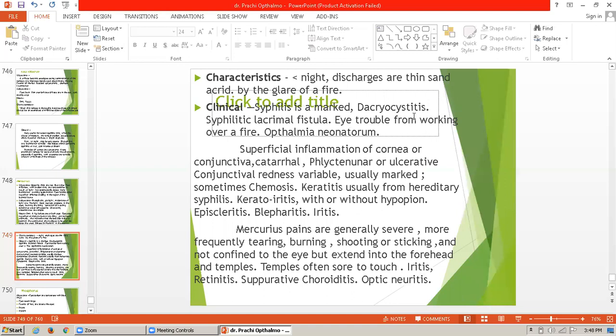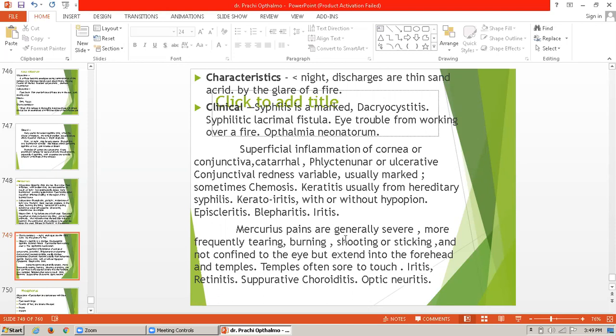Clinically, syphilis is a mark. Dacryocystitis, syphilitic lacrimal fistula. Eye trouble from working over a fire. There is an ophthalmia neonatorum, and superficial inflammation of cornea or conjunctiva, cataract, phlyctenular or ulcerative. Conjunctival redness variable, usually marked. Sometimes there is a chemosis. Keratitis usually from hereditary syphilis. Keratoiritis with or without hypopyon. There is an episcleritis, blepharitis and iritis.